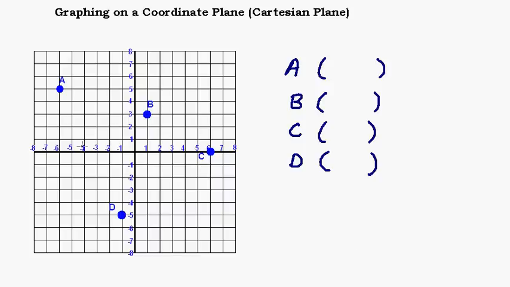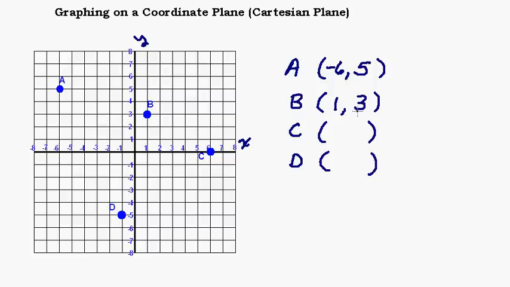Alright, let's see how you did. So A, remember I have to put my x value first. This is my y-axis, this is my x-axis. So A is -6 up 5. So -6, 5. It takes two numbers to determine the location of one point. B is over 1, so +1 up 3.